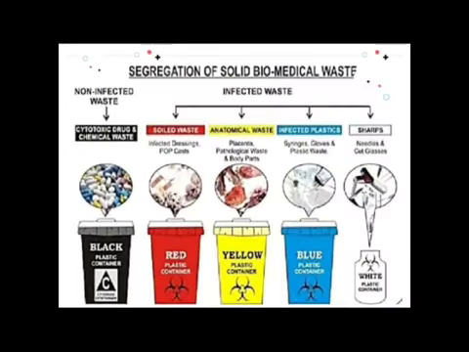Then we are moving on to the segregation of biomedical waste. The non-infected waste, that is cytotoxic drugs and chemical waste, goes in the black color container. Then the infected waste: first, solid waste like infected dressings and POP casts goes in the red color. Then anatomical waste like placenta, pathological waste and body parts goes in yellow. Infected plastic like gloves and plastic waste goes in the blue color container. Then sharp items like needles and cut glass go in white. So these are the color codings of biomedical waste management.